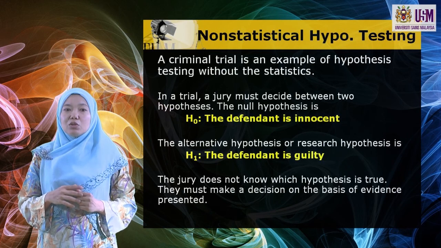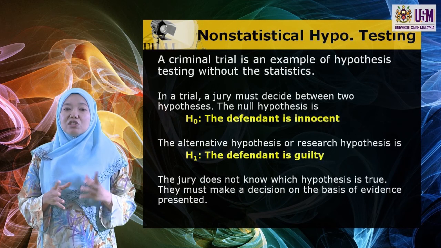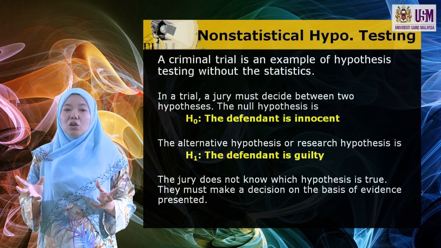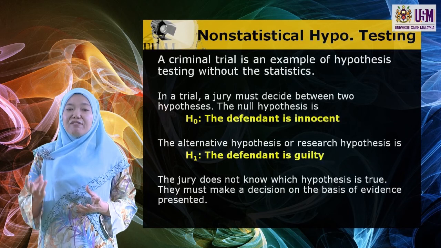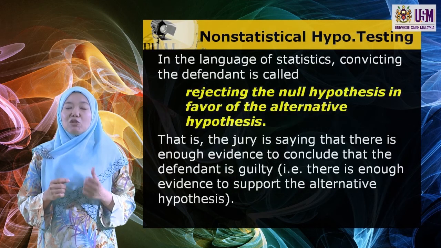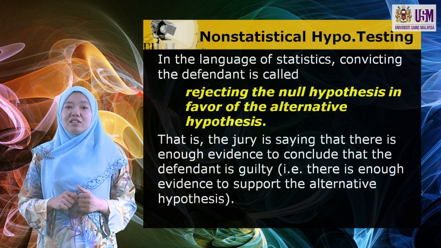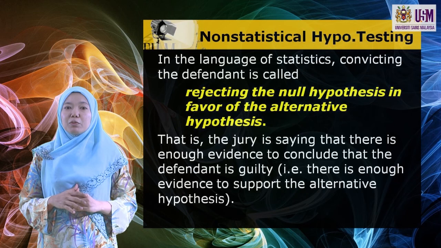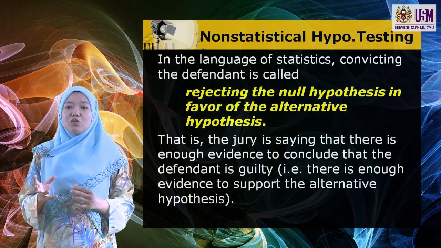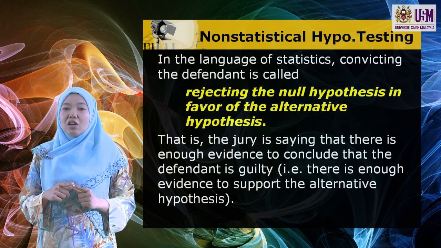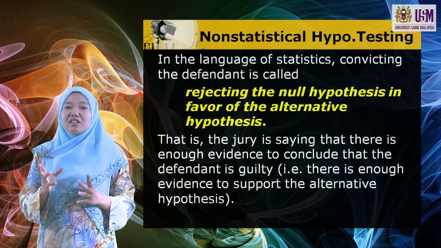In the jury system in the United States, the jury does not know which hypothesis is true. So the jury must make a decision on the basis of the evidence presented in court. In the language of statistics, convicting the defendant is rejecting the null hypothesis in favor of the alternative hypothesis. What the jury is saying is that there is enough evidence to conclude that the defendant is guilty, in other words, enough evidence to support the alternative hypothesis.